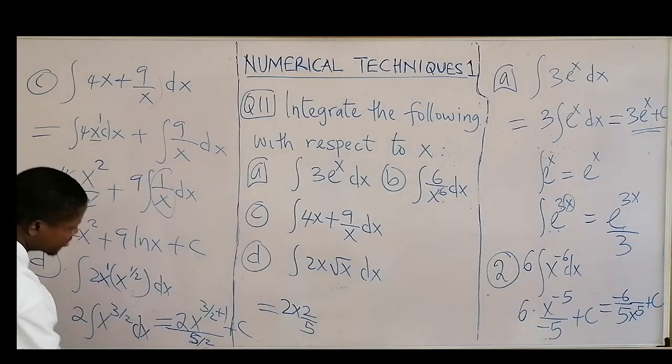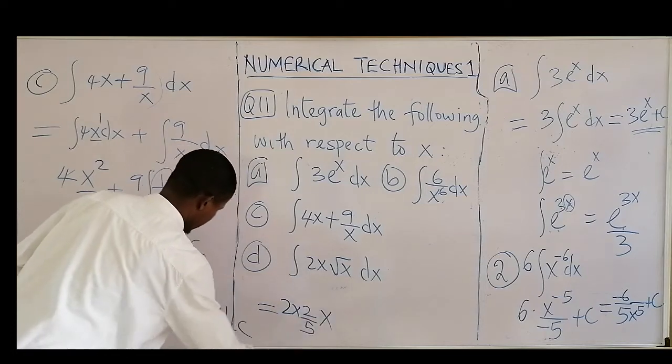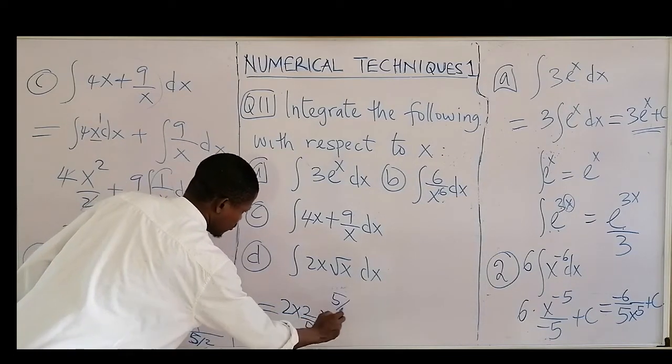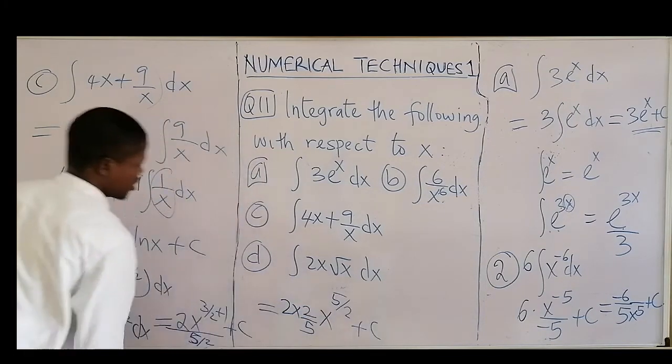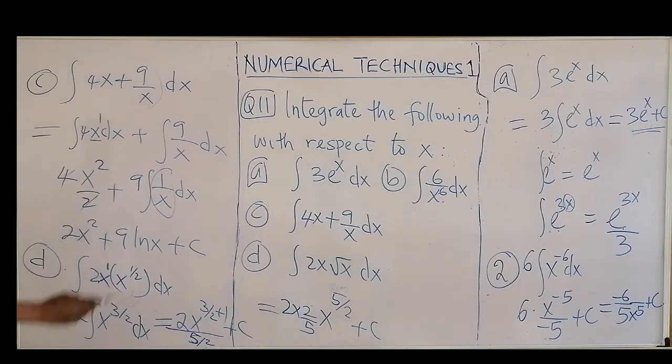This fraction will flip upside down, and that is x to the power 5 over 2 plus c. And this is 2 times 2, that's 4 over 5 of that. And that's that on these questions.